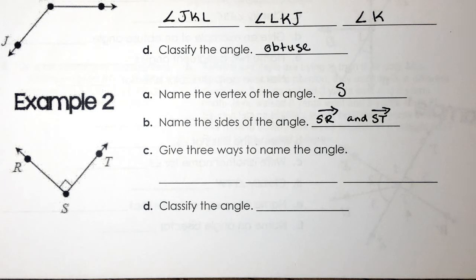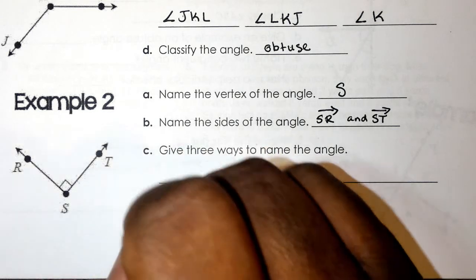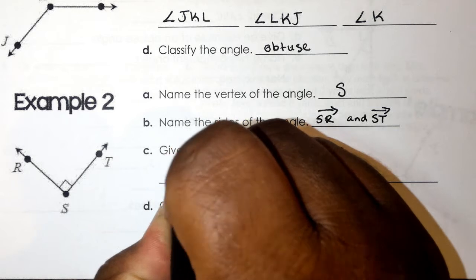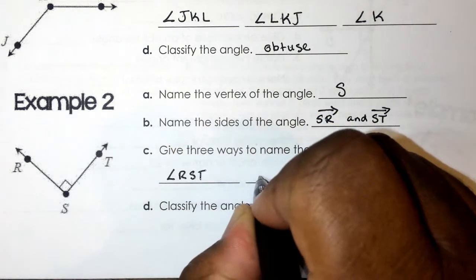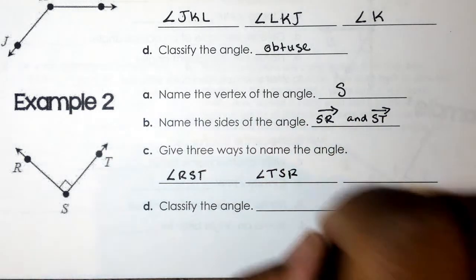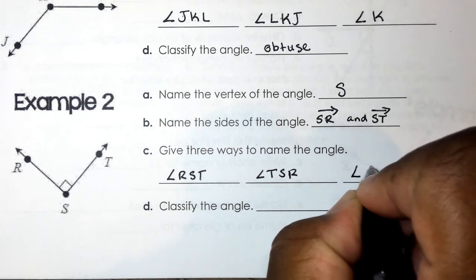Next one, give 3 ways to name the angle. Anybody for that? Alright. I call it angle RST, angle TSR, or I can call it angle S.